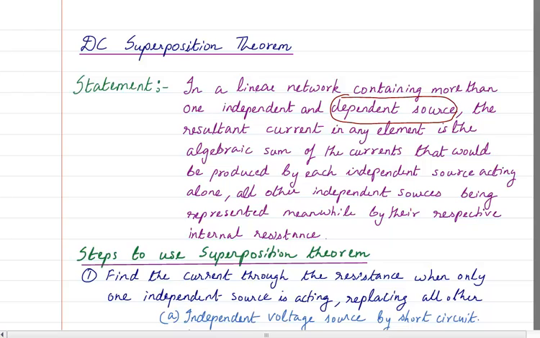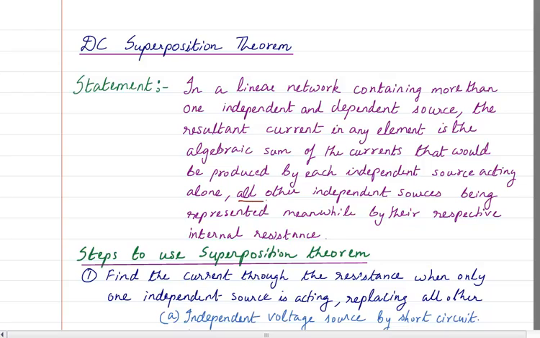So if any linear network has more than one independent and dependent source, the resultant current in any element is the algebraic sum, that is addition, of currents that would be produced by each independent source acting alone. That is the important statement. Each independent source acting alone. So you have to consider each independent source when the other sources are all made 0.